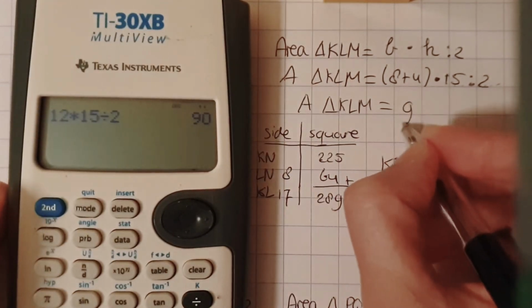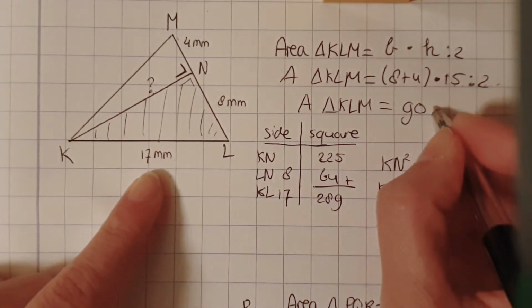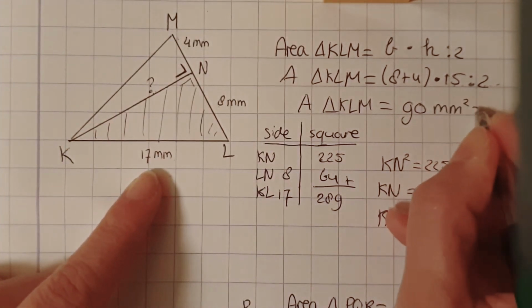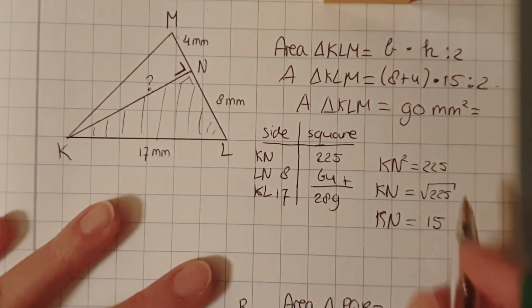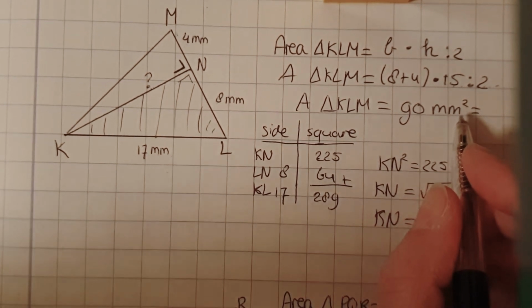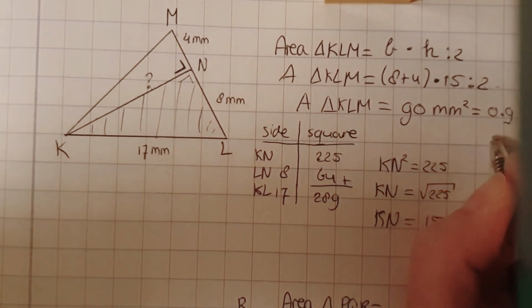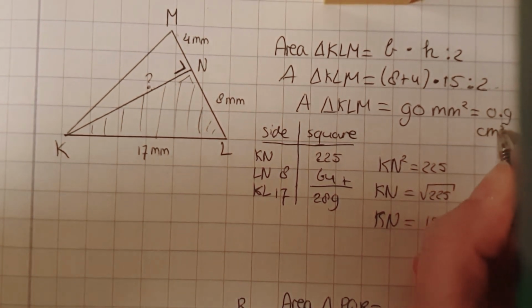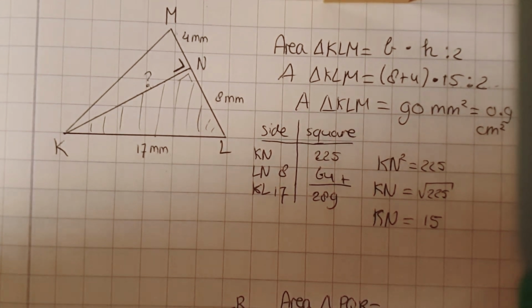90. This was in squared millimeters, but in the exercise it says that you have to round off to squared centimeters. So let me change that. When it's squared, it goes with steps of 2. So this has to be 0.9. Oh, it doesn't fit. Squared centimeters. Okay, this was triangle 2. Done.